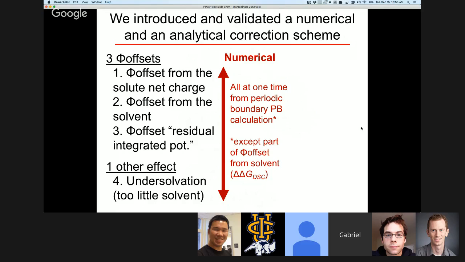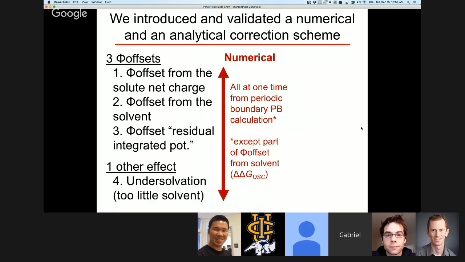The downside to this numerical scheme is that you need a PB solver that can do the periodic boundary PME calculation, and common PB solvers like APBS, for example, can't do a periodic boundary PB calculation. So for our paper, we used Philippe Hunenberger's custom PB solver that I don't think is distributed, and I don't know which other PB solver can do periodic boundary calculations. Someone told me that the Charm program will do that, but I haven't confirmed it myself.